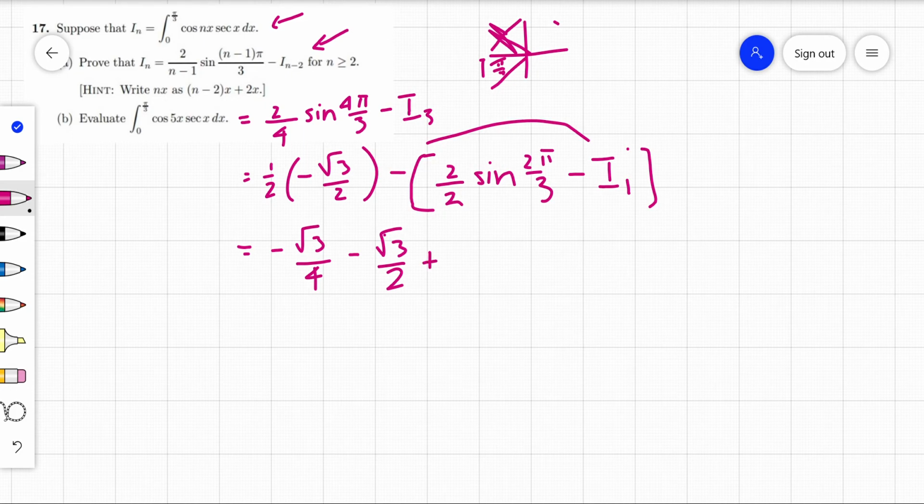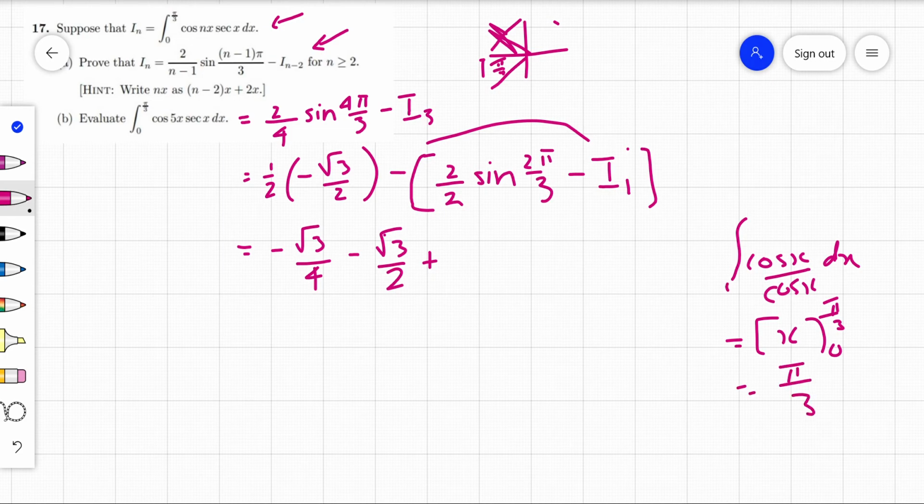Now what is I1? Let's just quickly find I1. So I1 would be cos x, sec x, so that's cos x on the bottom. So it's just 1, so we're integrating 1, x, sorry for the bad working here, between 0 and pi on 3. So obviously it's just going to be pi on 3. So if I1 is pi on 3, that's going to be pi on 3 there.